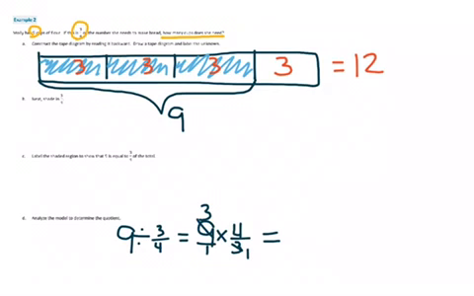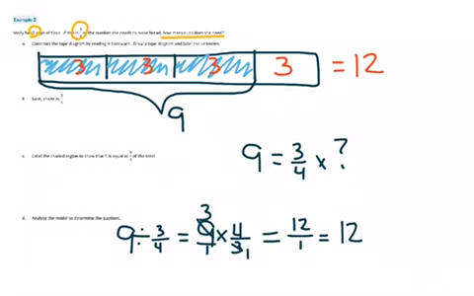And when I do that and I multiply my numerators and denominators, I get 12 over 1, which is equal to the whole number, 12. So we know in this problem that 9 is 3/4 of something. So you can also think of that as 9 is equal to 3/4 times some number. And when you do that, you can go back to the division and do 9 divided by 3/4. And that brings you right to here.